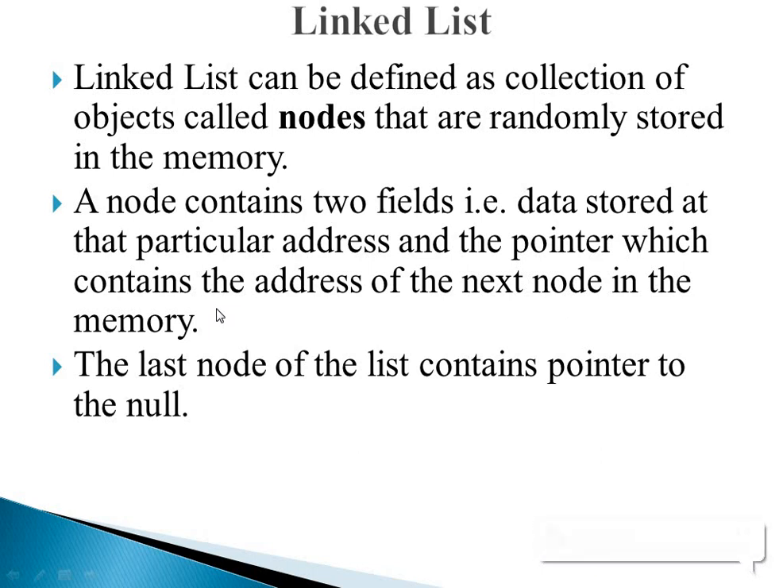Linked list can be defined as a collection of objects which are called nodes that are randomly stored in the memory. A node contains two fields: data stored at the particular address, and the pointer which contains the address of the next node in the memory. And the last node of the list contains a pointer to null.